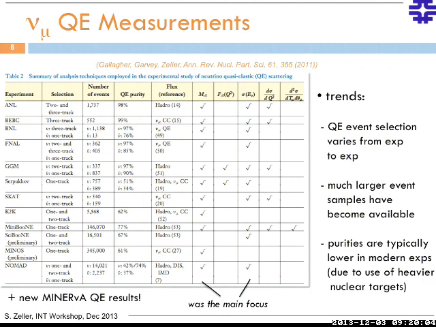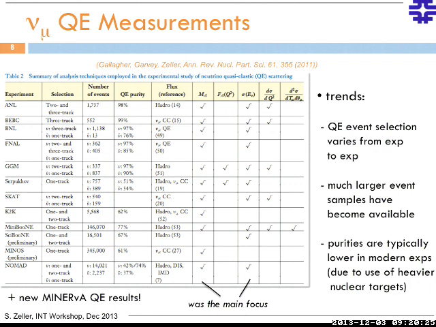I should mention that this table was written in 2011. There are also new results from MINERvA, which we'll hear about this afternoon, which also will populate this table. But again, historically, the main focus was on getting some information on the axial vector form factor, so a lot of experiments, early experiments and modern experiments, trying to extract the axial mass from these data samples.